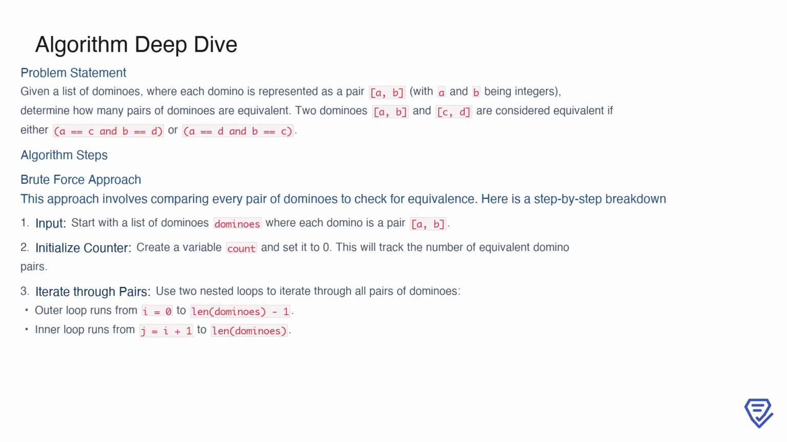The problem asks us to determine how many pairs of dominoes in a given list are equivalent. Each domino is represented as a pair of integers, (a, b), and two dominoes are considered equivalent if their numbers match either in the same order or reversed.